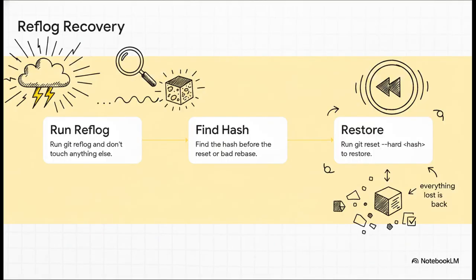When disaster strikes, here is your exact recovery workflow. Step 1, run git reflog, and don't touch anything else. Step 2, look through the diary output and locate the hash from right before the disaster struck. Step 3, do a git reset --hard to that specific hash. This instantly rewinds your repository state back to safety. Boom, everything you thought was lost is instantly back.